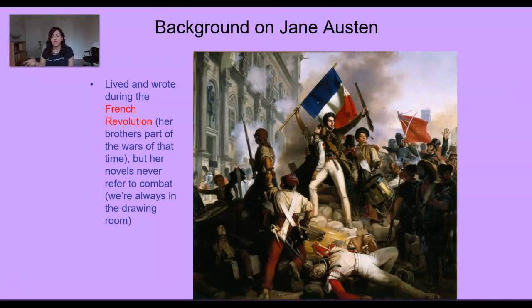Your novels are about the drawing room and a cup of tea, and let's go to this ball and let's go to that ball and let's find a man to marry and be comfortable. How is it possible not to mention war? And I think that had a lot to do with Jane Austen's style of writing, which I would like to talk about as we continue on.